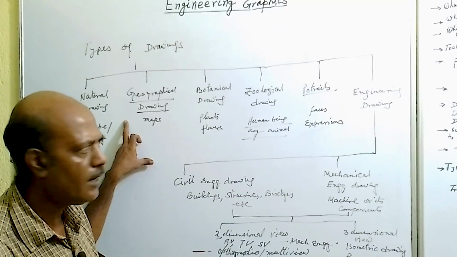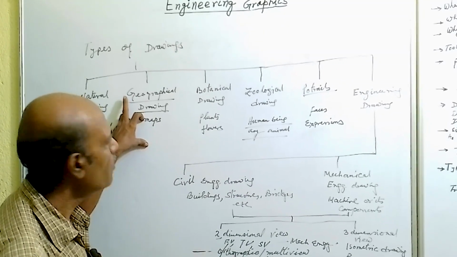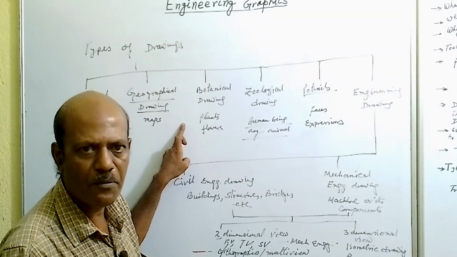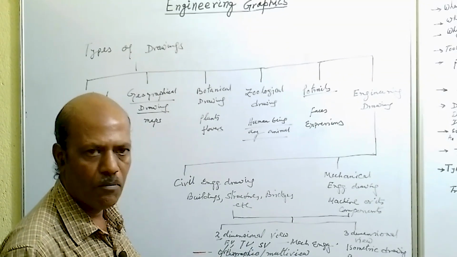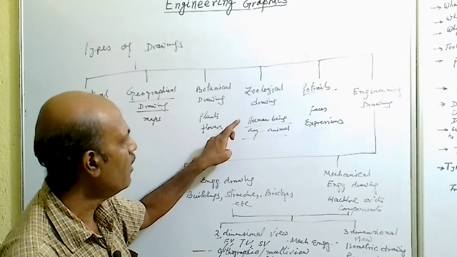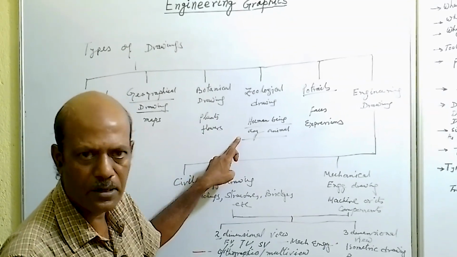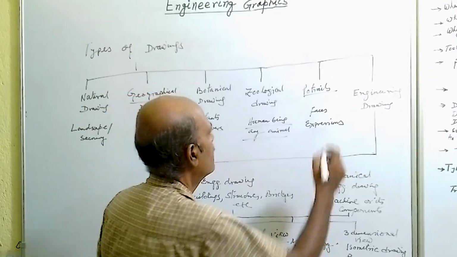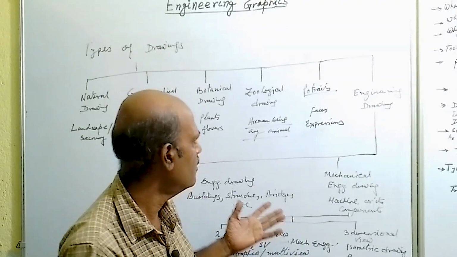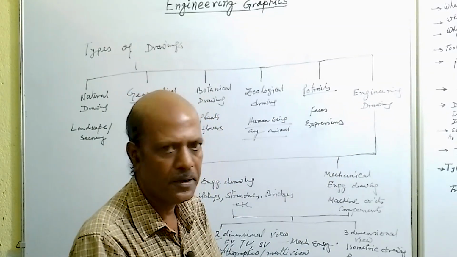Second one is the geographical drawing. Drawing of maps is coming under the geographical drawing. Botanical drawing, drawing of plants and flowers, is coming under botanical drawing. And zoological drawing, drawing of human being or any other animal, is coming under this kind of drawing, that is zoological drawing. Next is the portraits, that is the drawing of human faces and expression of faces is coming under this. And lastly, the engineering drawing.